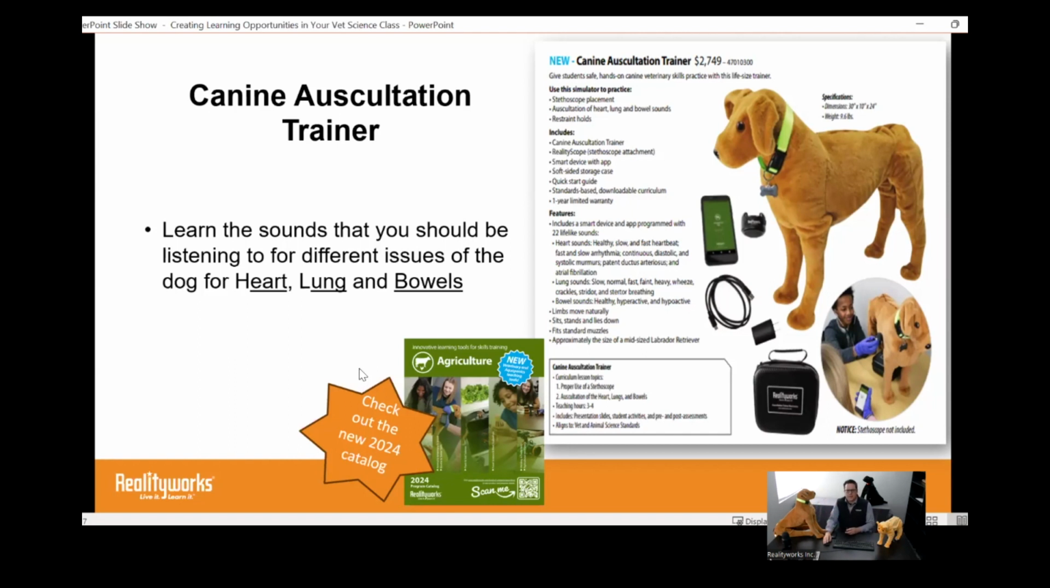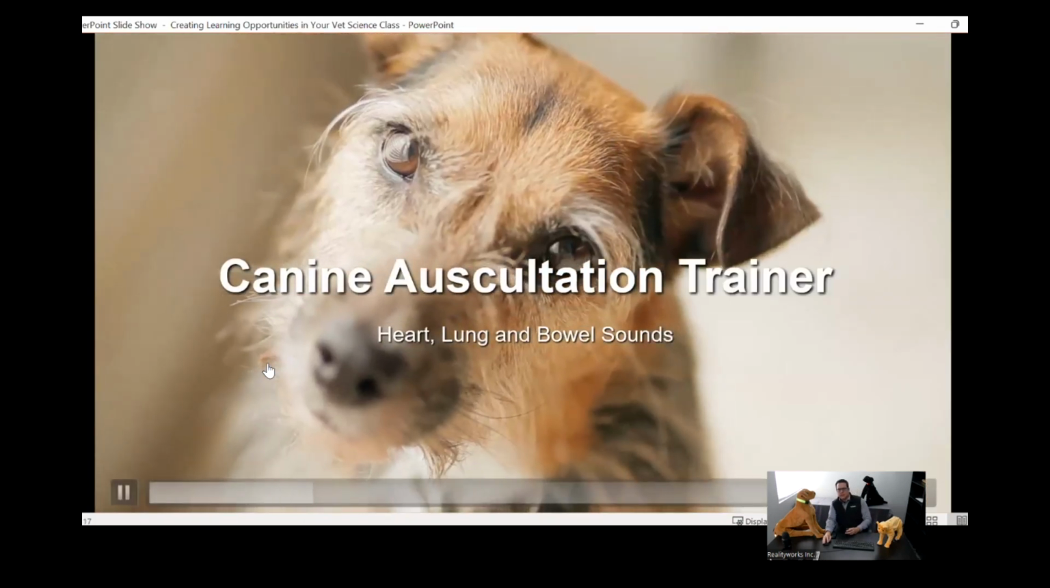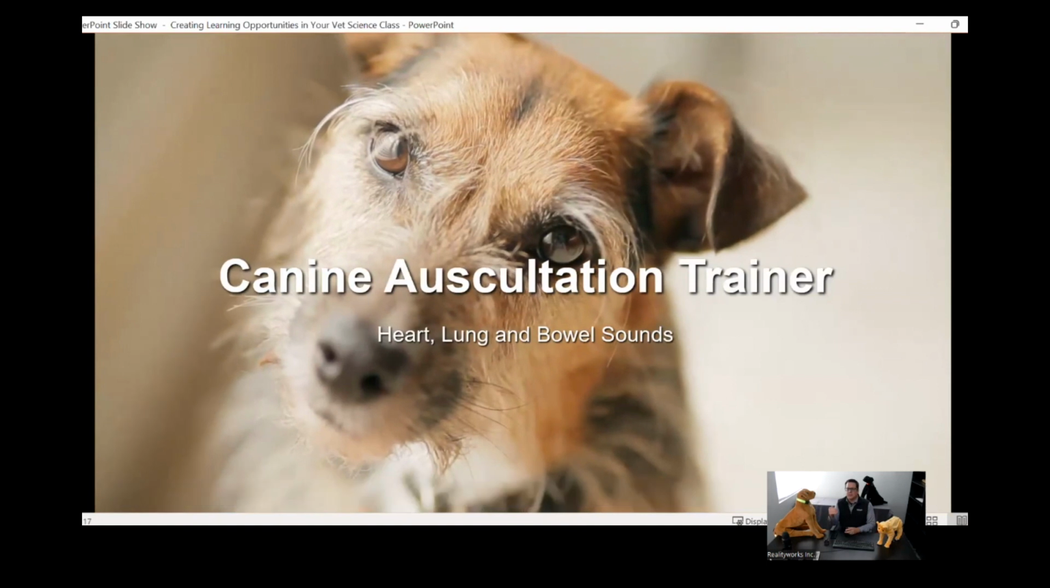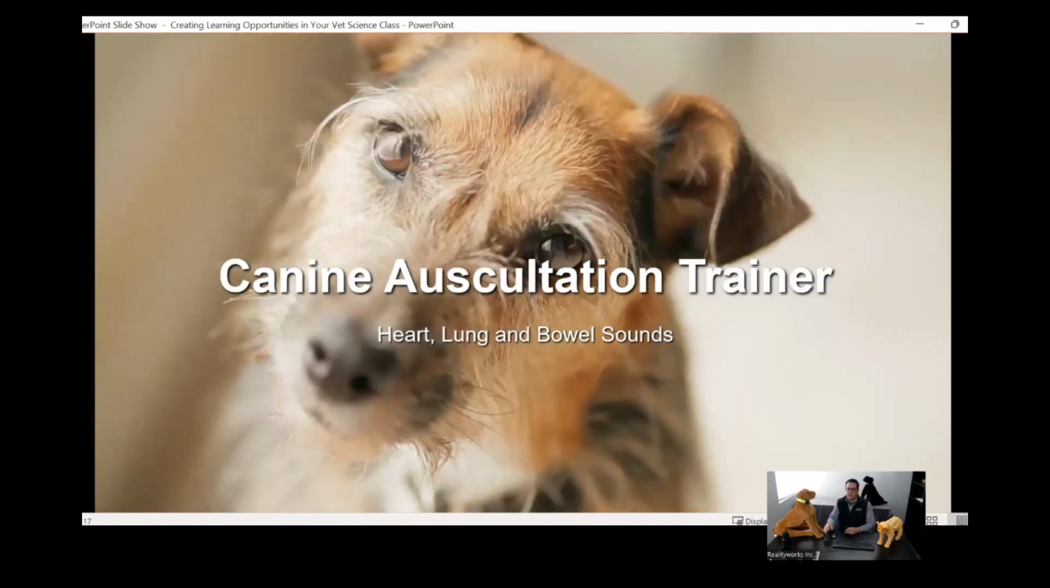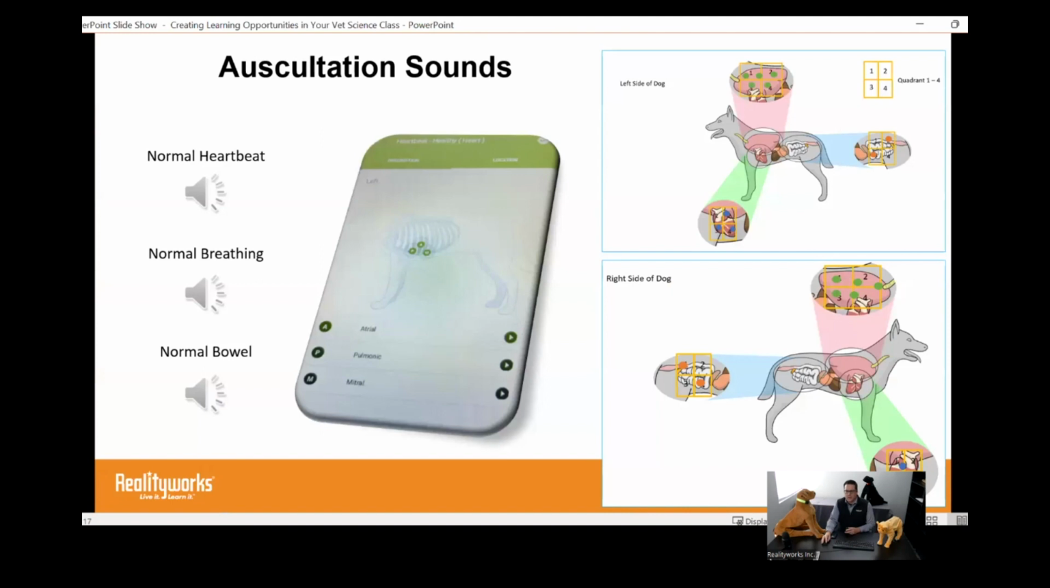So let's just take a moment here and listen to some of those sounds that you would hear while you're actually doing this auscultation. So I have a few sounds here, and this slide shows what the student would see on their tablet. In this case, it's the healthy heartbeat. And then it shows the different areas where they would want to place their scope and actually go in here and find that place and then listen for those sounds. And here's the sound of the normal heartbeat that you would hear.